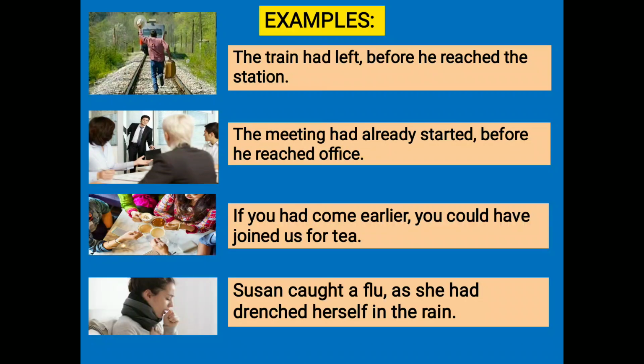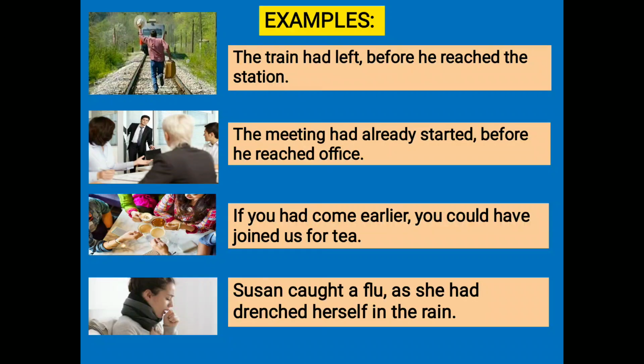Next, you see, this is the if clause and the third conditional. If you had come earlier, you could have joined us for tea. See, you did not come home earlier. That means the sentence means that you did not come home earlier, and that's why you could not join us for tea. But if you had come, this is an improbable situation, it is not possible now, but if you had come earlier, you could have joined us for tea. It could have been possible only if you had come earlier, but you did not. So this is the third conditional of an if clause, where we are using past perfect tense. Okay, so past perfect tense.